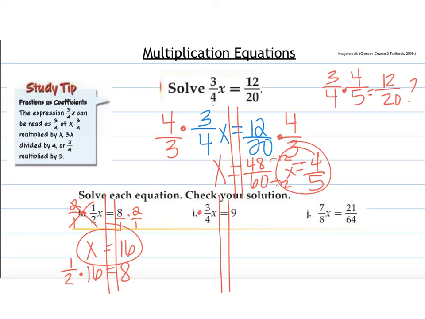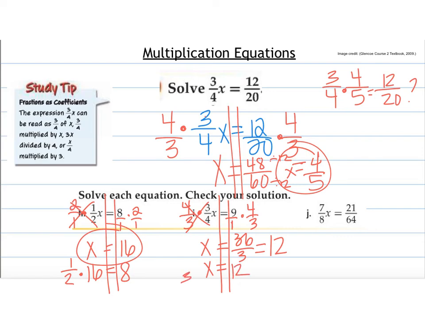So I'm multiplying times the reciprocal, which is 4/3. I'm going to put a 1 under there. That leaves me with x. 9 times 4 is 36. 1 times 3 is 3. Then I just simplify. I can either do it on the next line or I can simplify it here. I know 36 divided by 3 is 12. So I'm going to rewrite it, x equals 12.